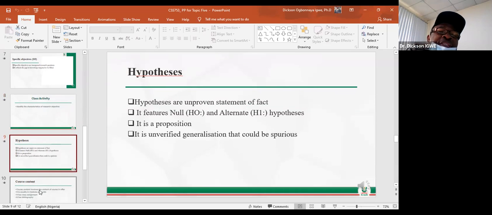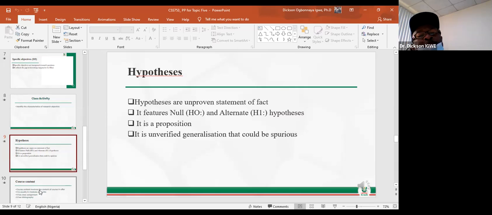The hypothesis. Hypothesis in research method is defined as an unproven statement of fact. It is an unverified statement or proposition. It features null and alternate hypothesis. For null, the symbol is H0, capital H and 0. For alternate hypothesis, the symbol is capital H and 1. Hypothesis is generally a proposition that is unverified. It is as well an unverified generalization.